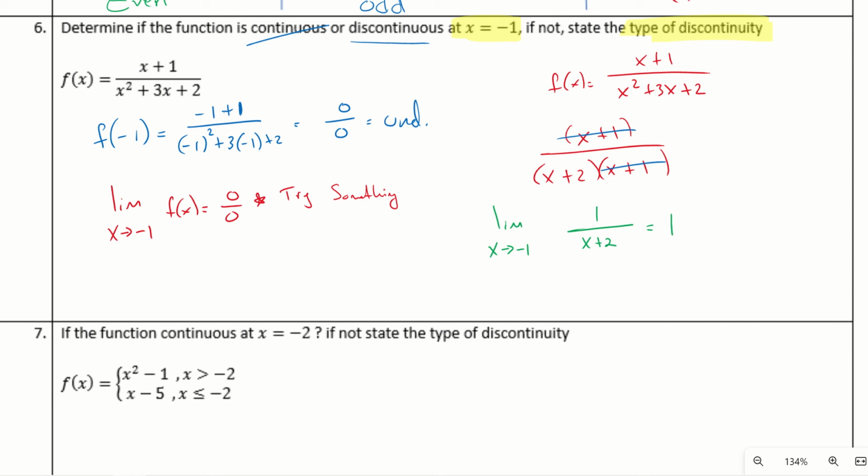So since we were able to remove the discontinuity, what type of discontinuity do we have? We have removable discontinuity at x equals -1. And all the work that I did should be enough to show why it is a removable discontinuity.